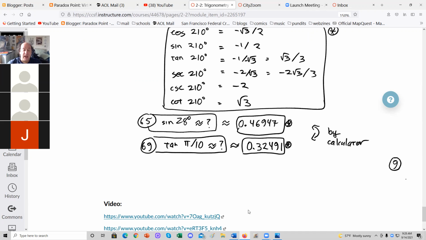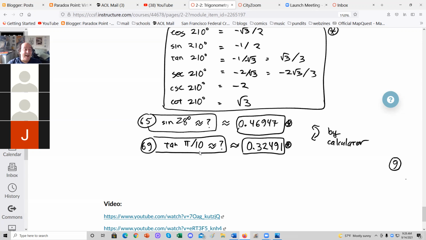Then this other one is tangent of pi over 10. When they don't denote degrees, this is assumed to be in radian mode. So I hit the mode button, toggle it down to make it radian mode. All right, it's in radian mode now. Hit tangent of pi, using the pi button on the calculator, over 10, which gives approximately 0.3249196 and so on. So it's on the calculator.